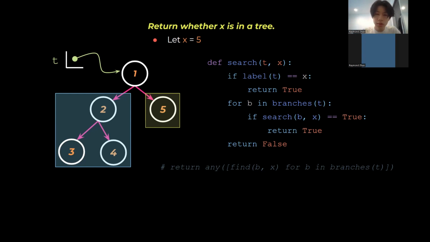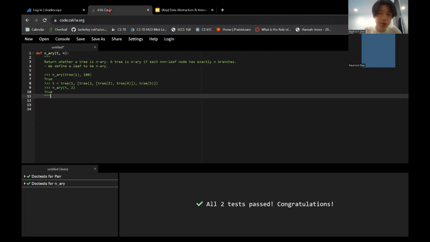Okay, so let's work through an example together. So this example is called n-ary. I want to return whether or not a tree is n-ary. And I should probably try to get screen share my iPad to work. So give me 1 second.